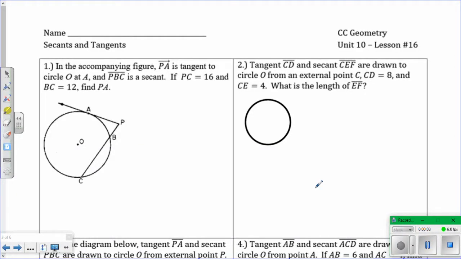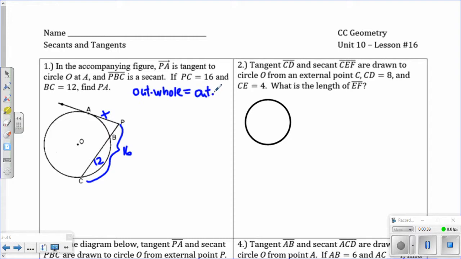This video is going to have two rules. The first rule is going to involve a tangent and a secant. If you look at number 1, it says PA is the tangent, it touches the circle at one point, and PBC is the secant going through the circle, touching it in two places. If PC, the whole length of the secant, is 16, and BC equals 12, find the length of PA, which is our x. When you have a tangent and a secant, your rule is going to be the outside length times the whole thing equals, then you do it again, the outside length times the whole thing.